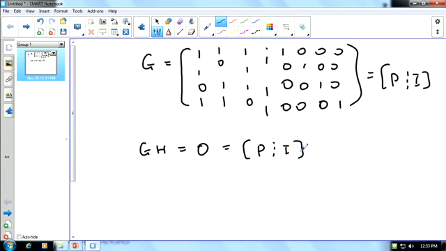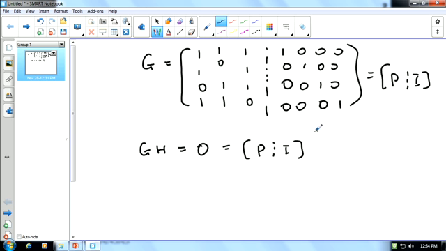My question is, what is P? P is the submatrix here, to the left. So we divide the matrix into two submatrices. One is the identity matrix, and the other one is P. And we talked about the P in our slides. So basically, G can be written as P and I.